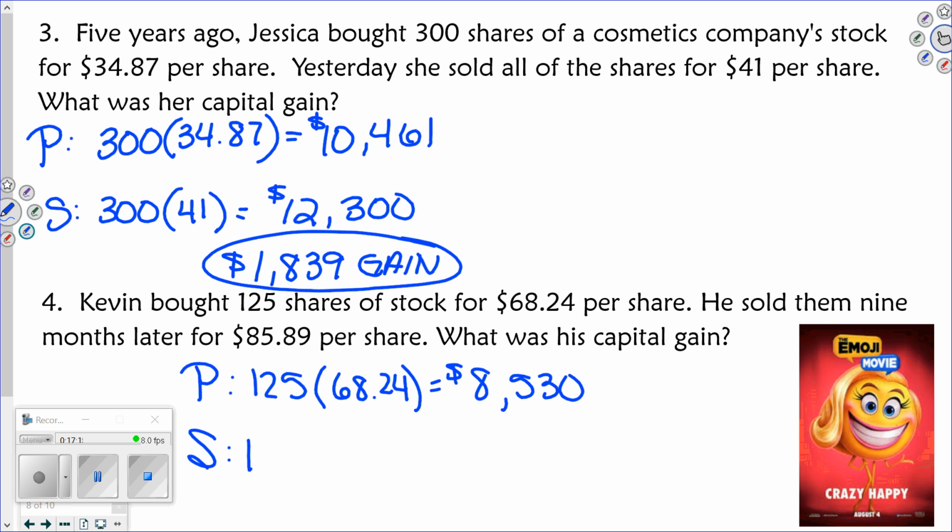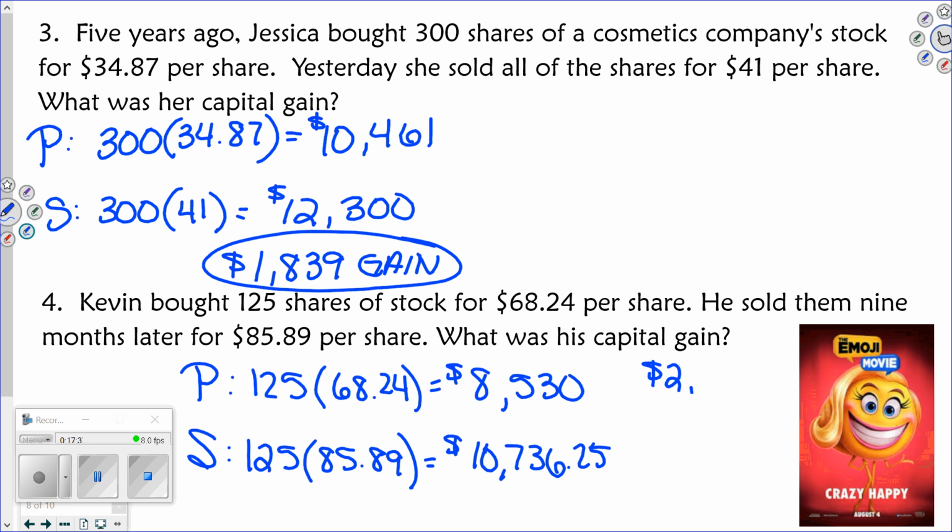Kevin sold all 125 shares for $85.89 per share. So Kevin sold them for $10,736.25. Nice job, Kevin. So how much money did Kevin make? Good. $2,206.25 gain. Two to go? Almost done?